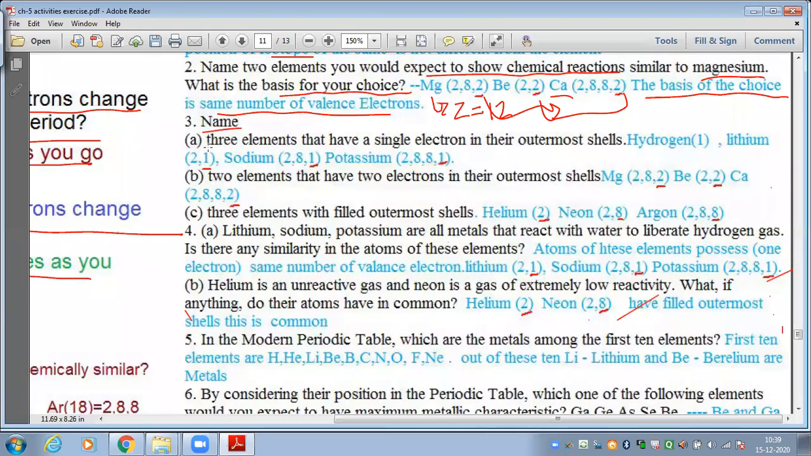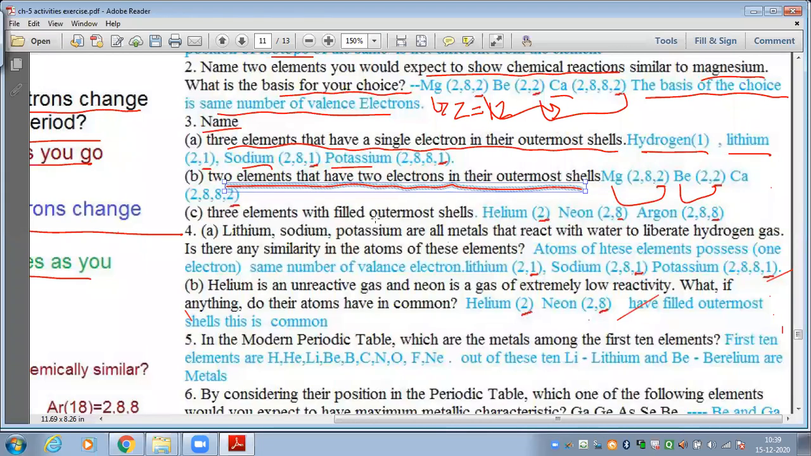Now we have question number 3. Name 3 elements that have a single electron in the outermost shell. They are hydrogen, lithium, sodium, and potassium. You can look into their electronic configuration and you will get an idea. 3 elements that have 2 electrons in their outermost shell: magnesium has 2, beryllium has 2, calcium also has 2. In the same way, 3 elements with a filled outermost shell: helium, with the K shell completely filled with 2 electrons; argon, with K, L and M all 3 filled; and neon, with K and L shells filled.